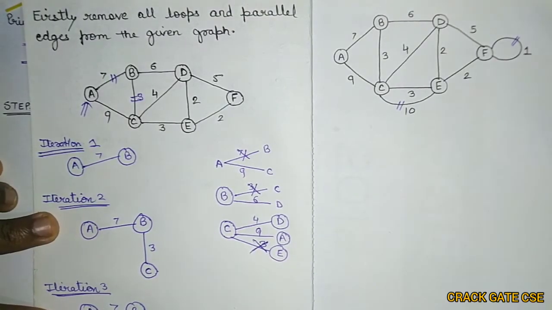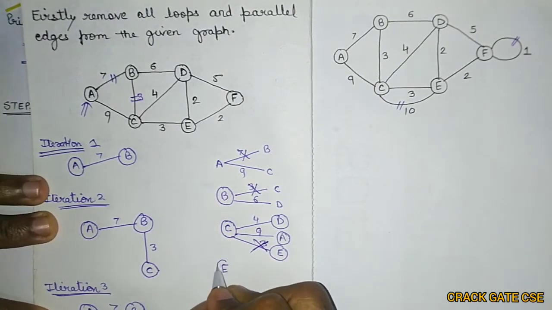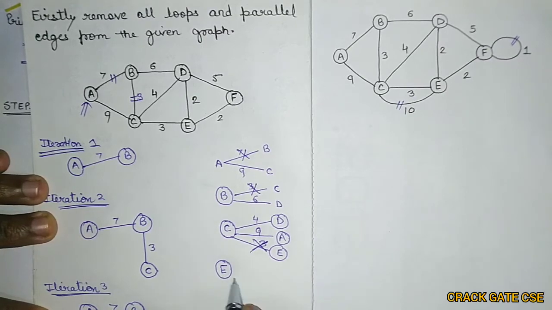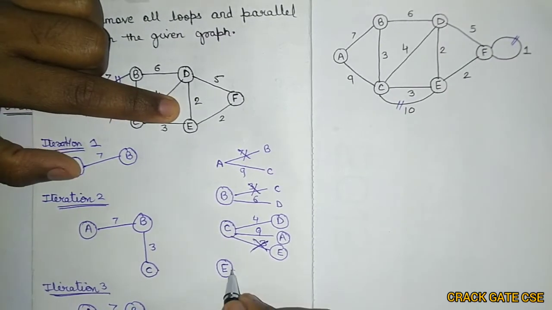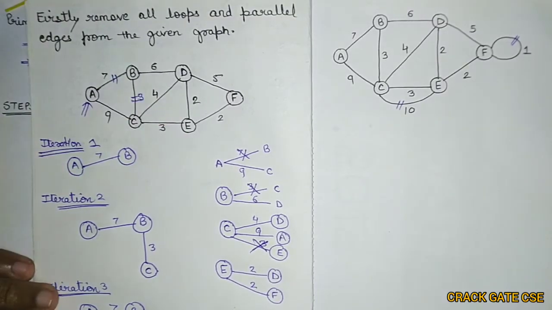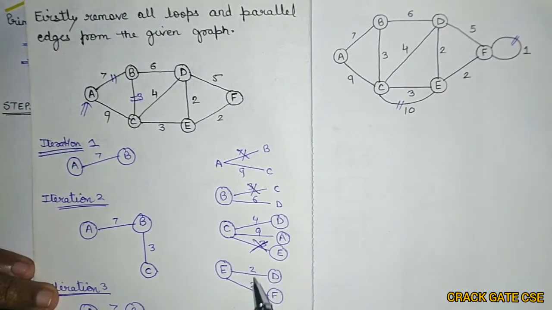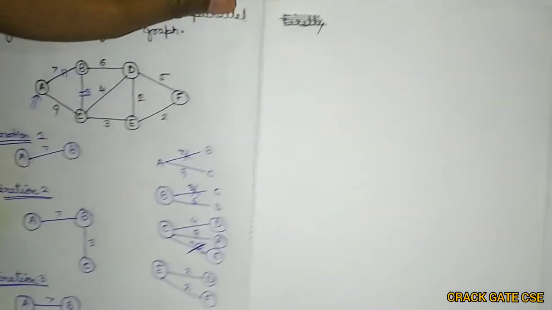Now I got a new vertex E, and I have to find out the adjacent edges for E. What are the adjacent edges which have not been covered? E to D is one edge, and E to F is another edge with weight 2. Now I have to select the minimum. You can select any of these. So I am selecting E to D first. So in iteration 4, let me open this. See.